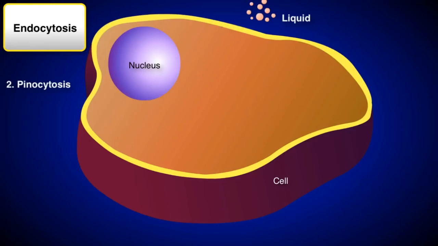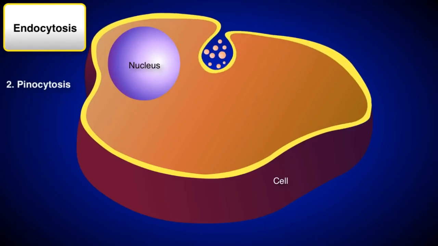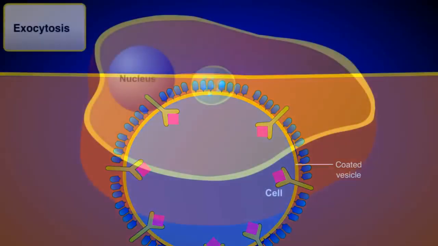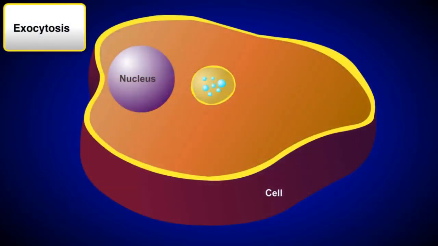Pinocytosis occurs when vesicles form around a liquid or very small particles. Exocytosis is the opposite of endocytosis. During exocytosis, membrane-bound vesicles move to the surface of the plasma membrane, fuse with the membrane, and then release their contents to the outside of the cell.